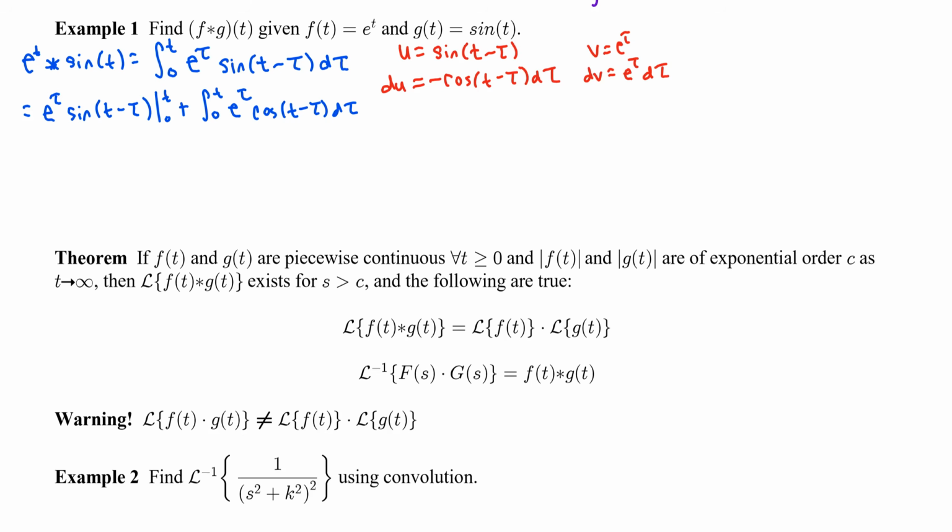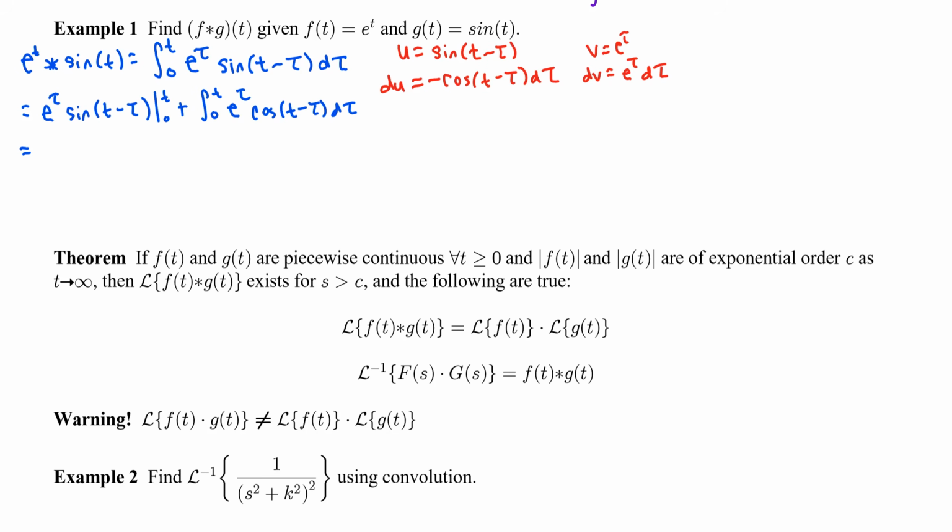Let's go ahead and apply the upper limit and lower limit to our first term. And then notice we're going to need another round of integration by parts on that second term. So plugging in our upper limit, we have e to the t times sine of t minus t. Remember, the variable of integration was tau, so I'm plugging my limits, 0 and t, in for tau. Okay, upper limit minus lower limit, e to the 0th times sine of t minus 0.